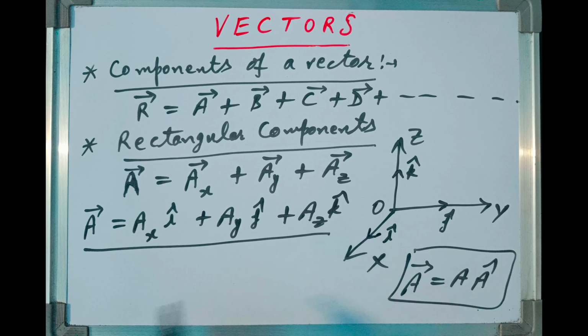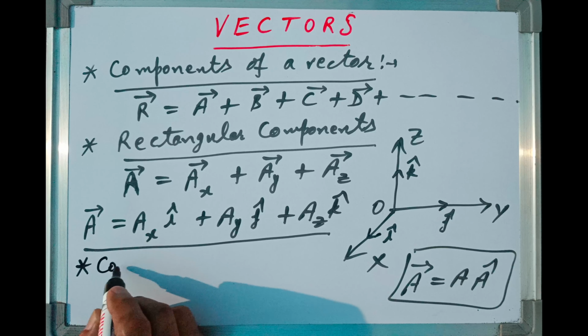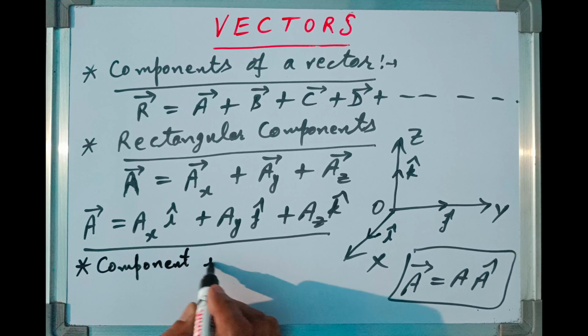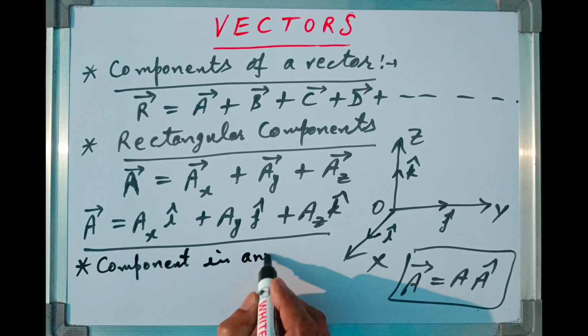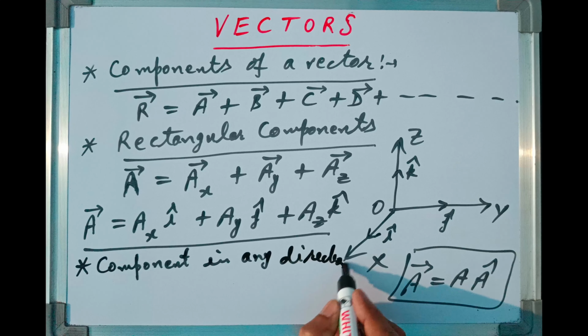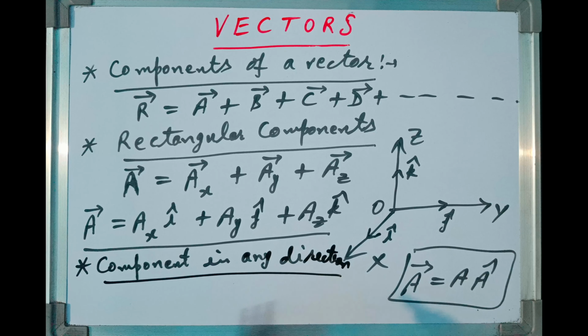Next point is how to find component of a vector in any direction. What is the formula for that? So this is calculated by using the formula. You write the magnitude of vector and multiply with cos of the angle between the 2 directions.